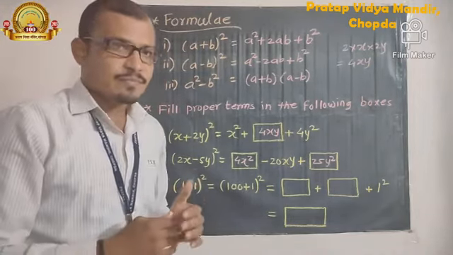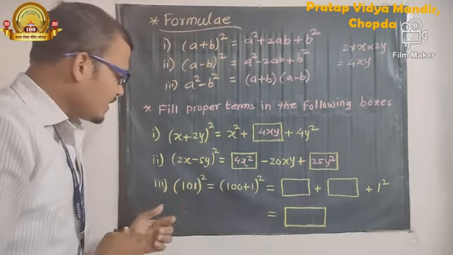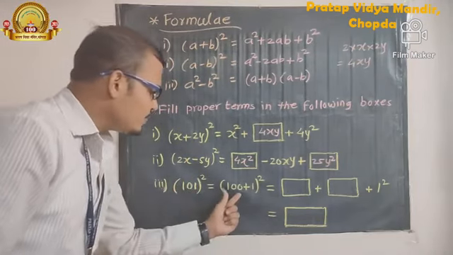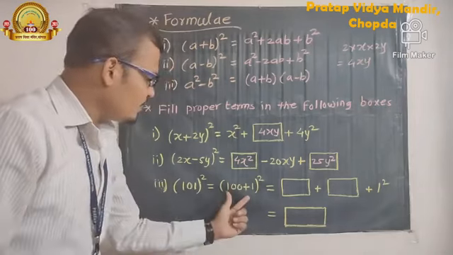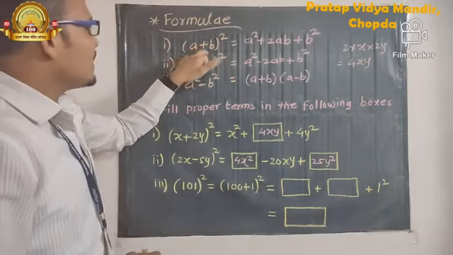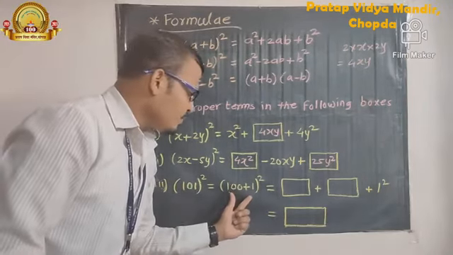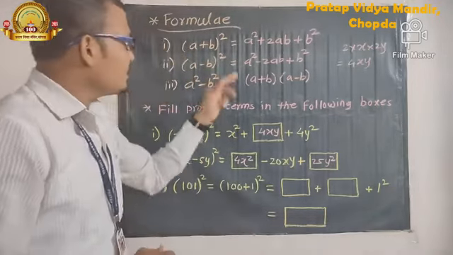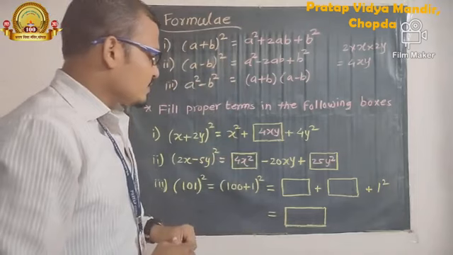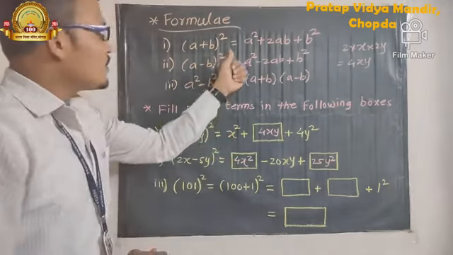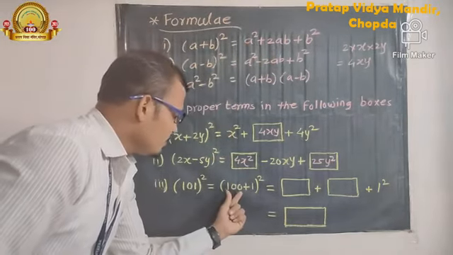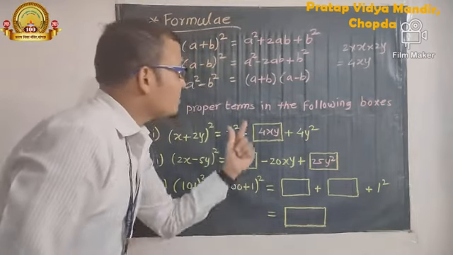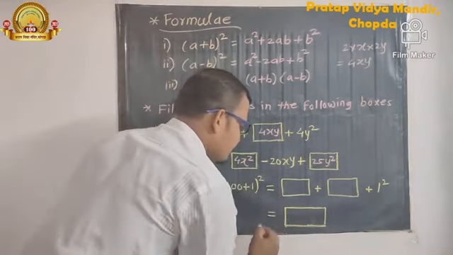(101)². Friends, here first we have to split this 101 into 100 plus 1, and now we can easily apply this formula (a + b)² to this (100 + 1)². So let us apply this formula to (100 + 1)². What is our formula? a². Here the square of the first term, that is 100².